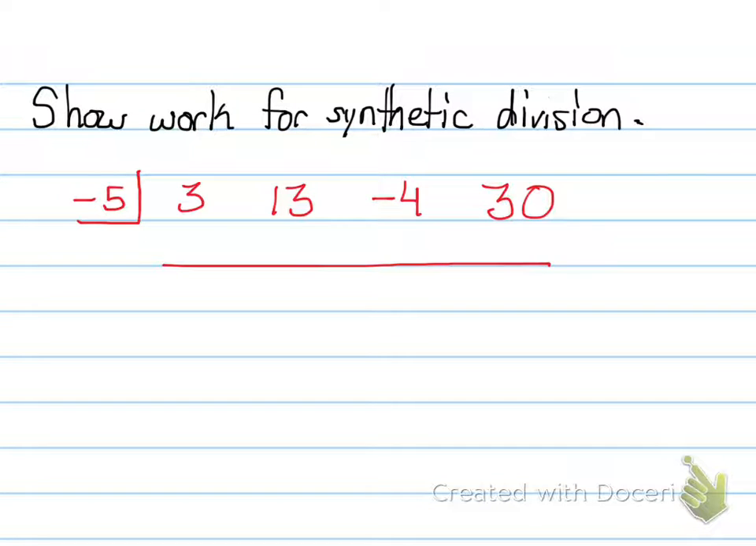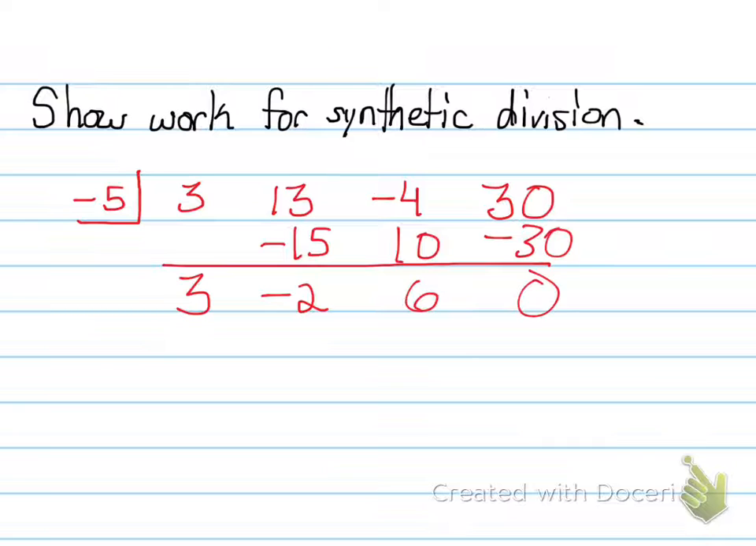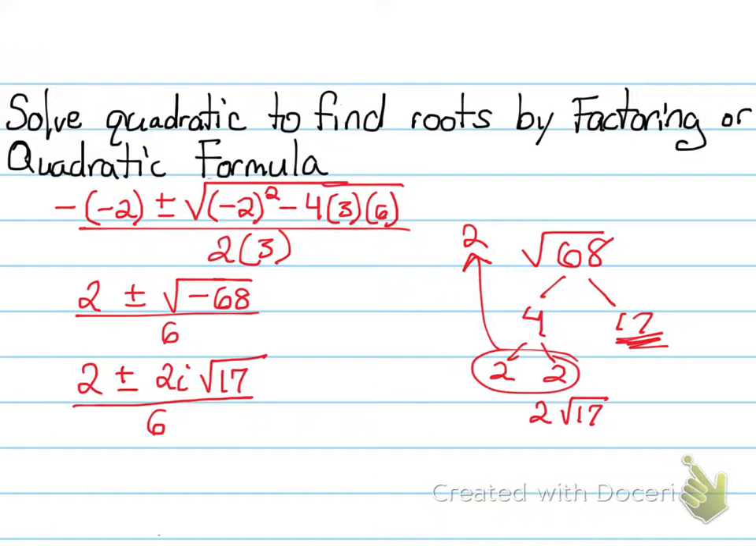Since you guys have already seen it done a million times in class, I'm just going to go ahead and go through the process where you bring down the first number, you multiply, add straight down, multiply, add straight down, multiply, and then add straight down. So now this is my A, B, and C. Then I'll plug into the quadratic formula.